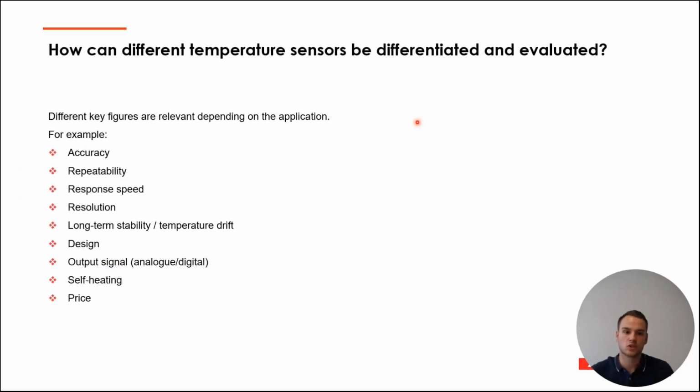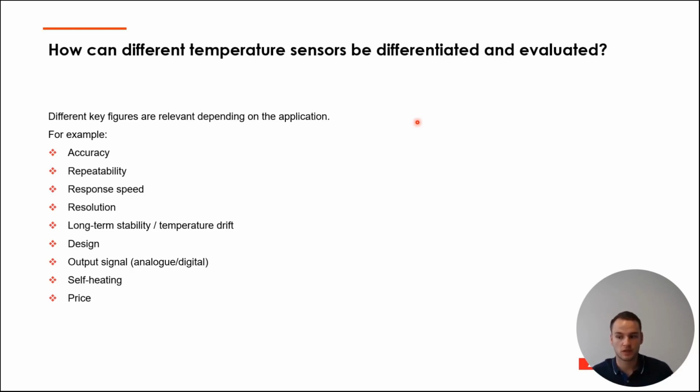On this slide, I want to show you how different temperature sensors can be differentiated and evaluated. Temperature sensors have lots of technical key features, but depending on the application, only a few are relevant. It's the same with buying a car. For the father of a family, the number of seats is important, while for others, other factors are important.